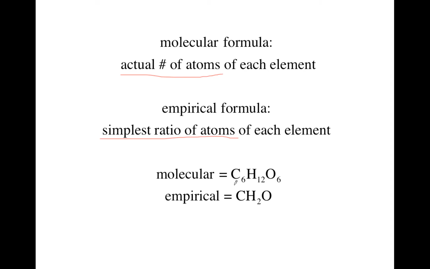Here's the molecular formula of glucose, C6H12O6. So that's telling you the actual number of atoms of each element in a molecule of glucose, whereas the empirical formula just tells you the simplest ratio, CH2O, or a ratio of 1 carbon to 2 hydrogens to 1 oxygen, but not the actual number of atoms.